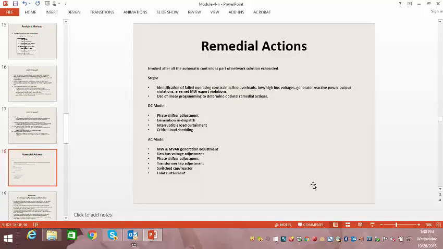If there is a problem and you are going to have a loss of load, then there are certain remedial actions which can be taken. These remedial actions will be different if you are using the DC power flow or the AC power flow. And this gives a list of the various remedial actions which can be performed to possibly alleviate the loss of load. You may not always be successful.